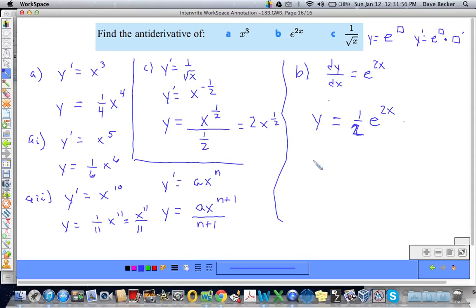And if you don't believe me, let's take the derivative. Y prime equals 1/2. The derivative of e to the 2x is e to the 2x. And up here I wrote dy/dx, so I'll rewrite it again just so there's no confusion. So I started with y, and I'm taking the derivative of y with respect to x of 1/2 e to the 2x. So that's 1/2 e to the 2x times the derivative of 2x, right? 1/2 times 2 is 1, and I get e to the 2x. So I have proven that the antiderivative of e to the 2x is equal to 1/2 e to the 2x.